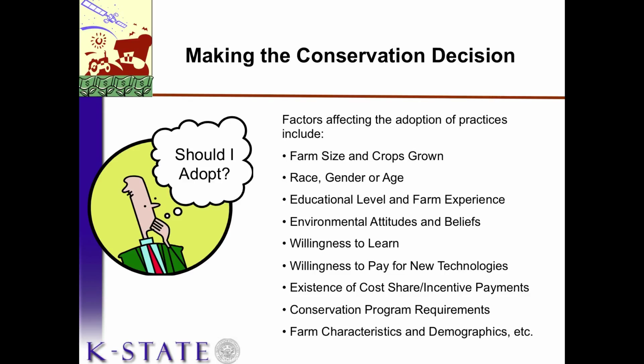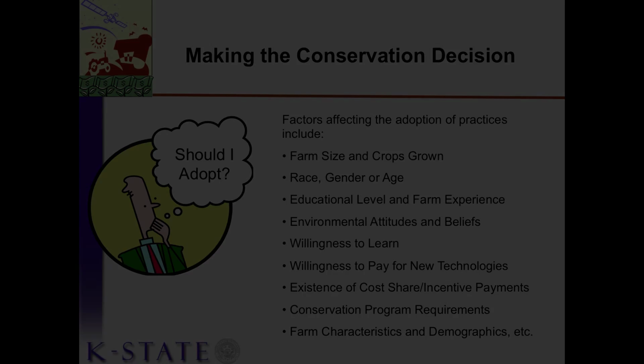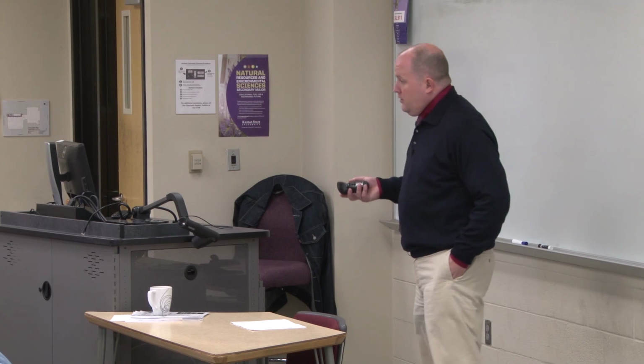How much are you actually willing to pay to adopt a new technology? Are there federal programs that'll pay me to do this? We always like that. And if I get into those programs, what are the requirements? And then what is the makeup of my farm? What are my enterprises? A predominant livestock operation that grows feed for their cattle may not be as interested in conservation as a farmer who grows crops as their primary income source. And so you have to weigh all that.